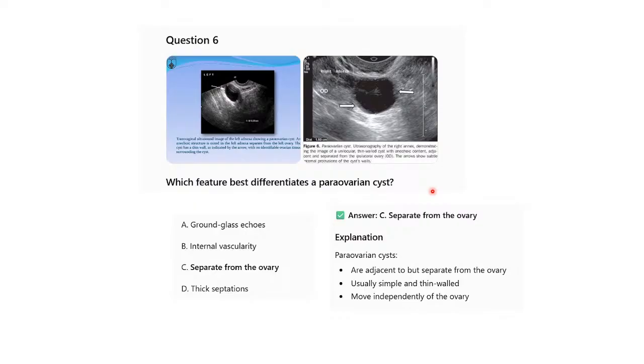Look at what is going on there: thick septations in color Doppler. So what do you think the best answer for this is? This question is separate from the ovary. What do you think this is? So let's go to the other video, another video again.